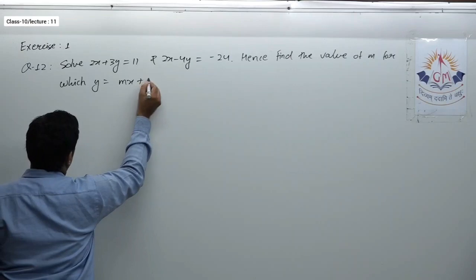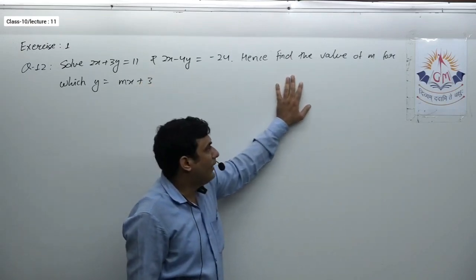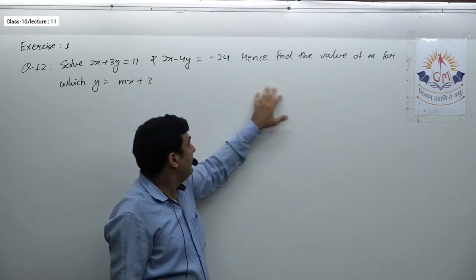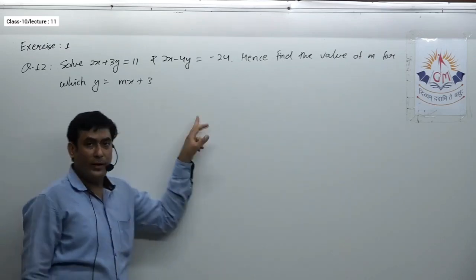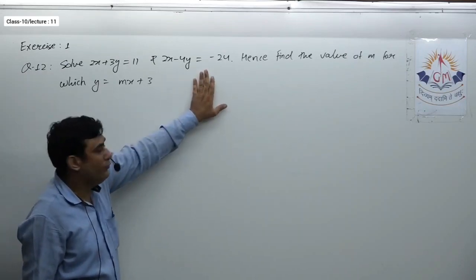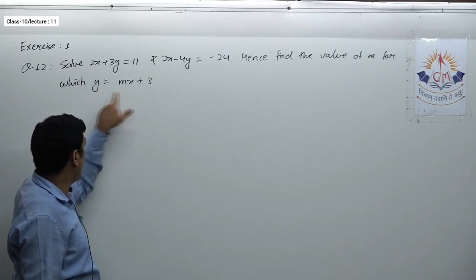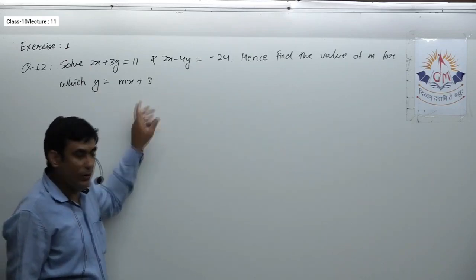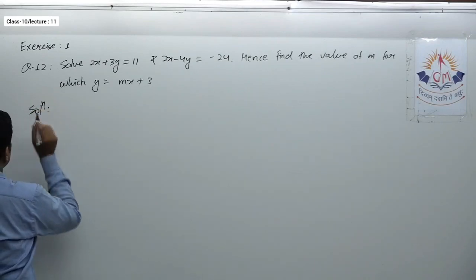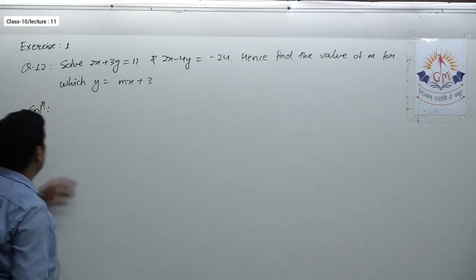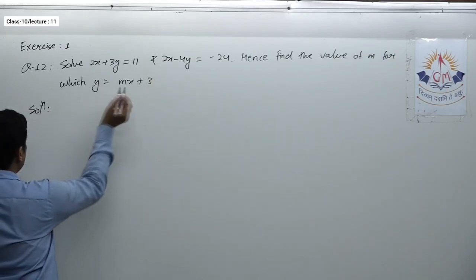First of all we have to solve the pair of equations and find the values of x and y, and then we have to find the value of m. That means the values that we obtain from solving these equations we have to substitute over here to get the value of m. So let us see how to solve this. As we are in the substitution method, we'll solve it by that only.